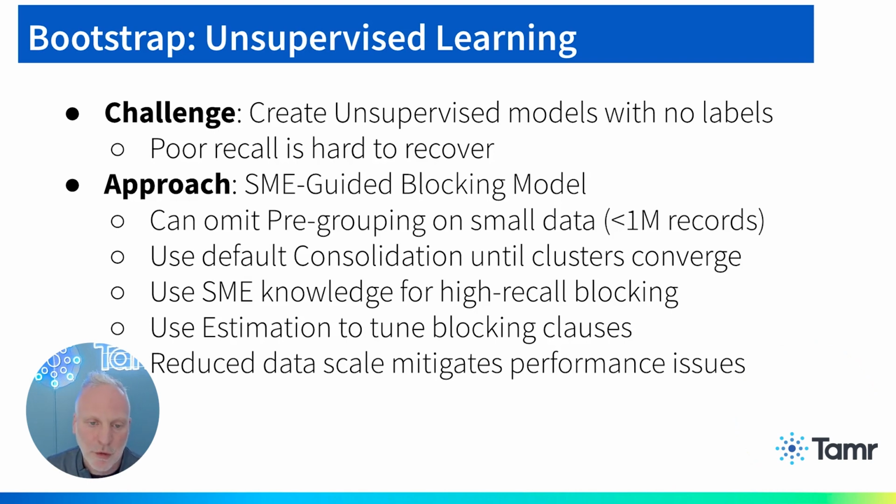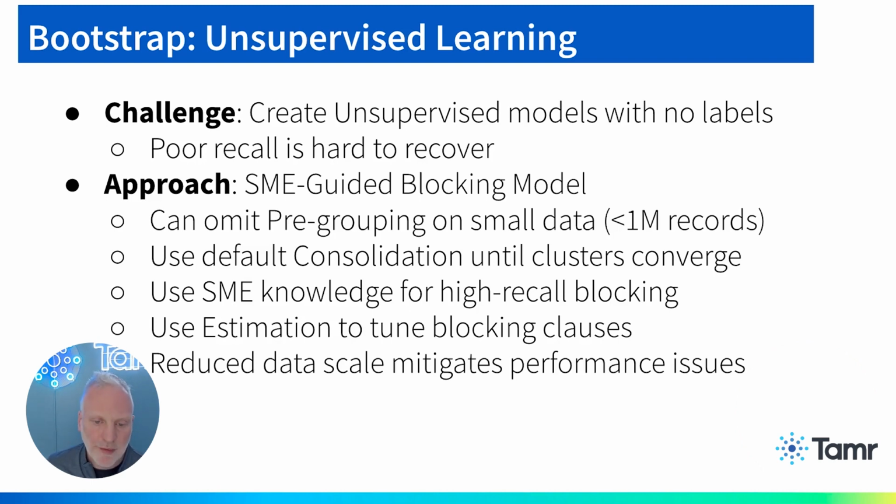So the approach that we use during this phase is to use an SME-guided blocking model. We work closely with that subject matter expert to come up with high recall clauses in a blocking model, and to leave the other unsupervised learning more or less at default. Pre-grouping, we can omit on small-scale data, fewer than 1 million records. Pre-grouping will have an effect, but we'll be able to run efficiently without pre-grouping. That's okay. Record consolidation, we can leave as a default model, just using most common value until our clusters converge, and it starts to get interesting to tune the clauses in our consolidation model.